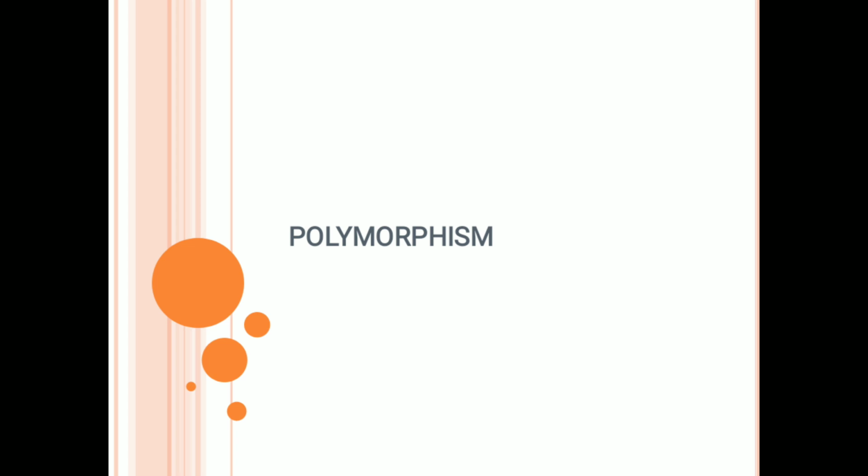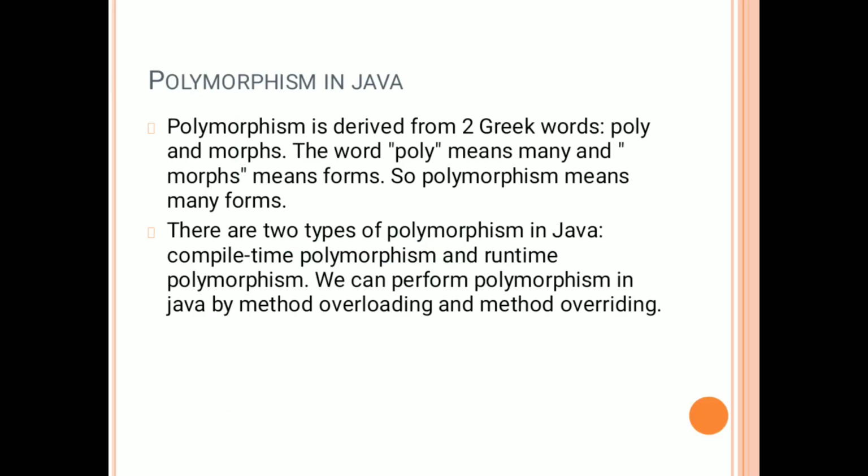Today we are going to discuss polymorphism in the Java programming language. Polymorphism is derived from a Greek word. Poly means many and morphs means forms. So polymorphism means, according to the Greek, many forms. In Java programming, polymorphism means a method exhibiting different types of behavior in different situations. That kind of mechanism of exhibiting different behavior in different situations is called polymorphism.